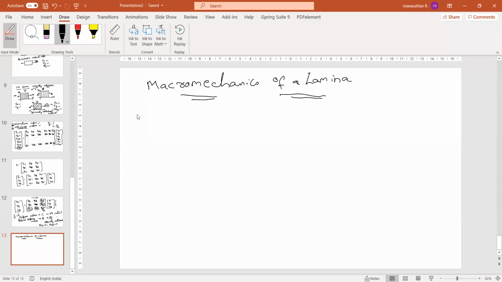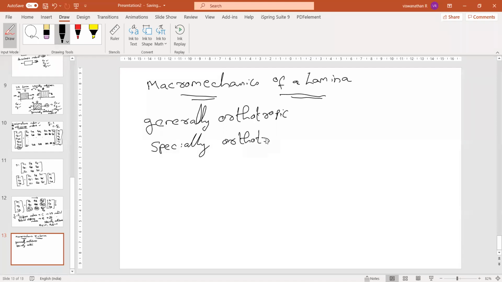So we discussed two types of materials. One is generally orthotropic, and specially orthotropic. What is the difference between these two? What is the difference between these two materials? Yes? What is a generally orthotropic?